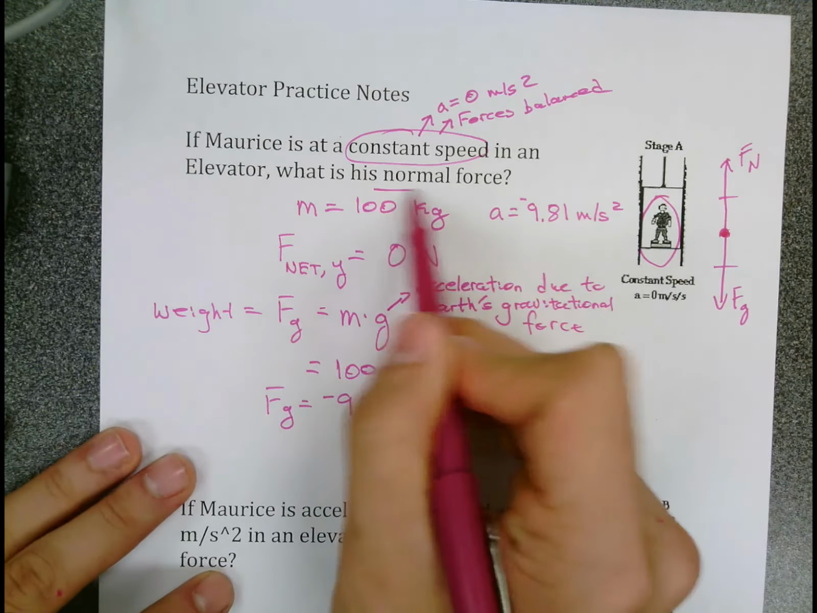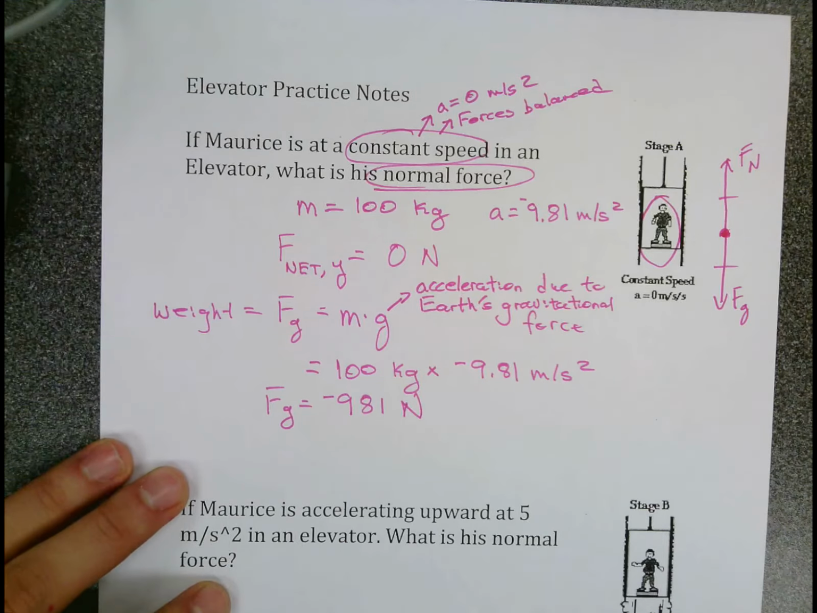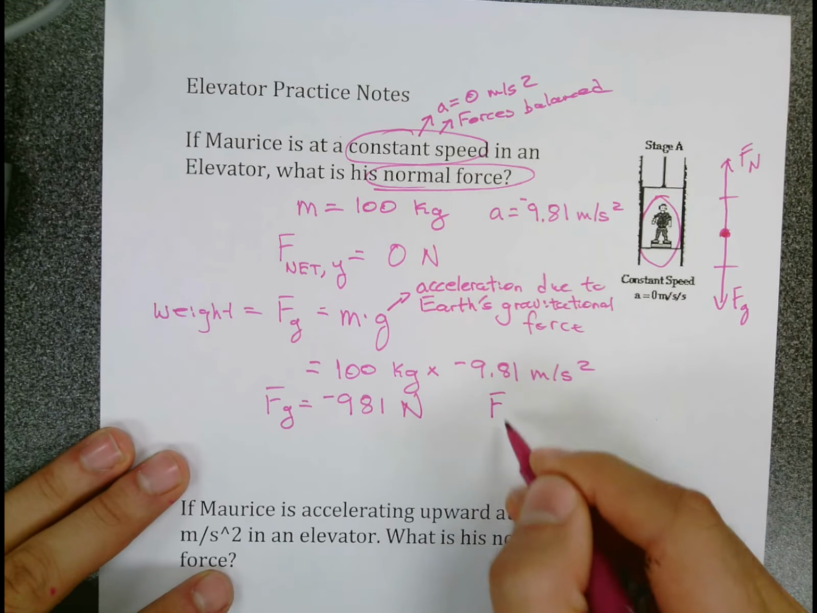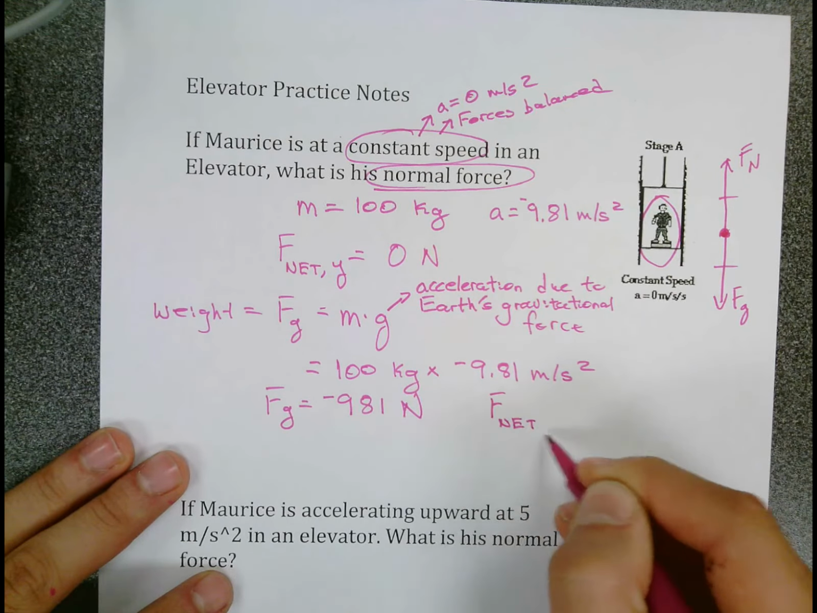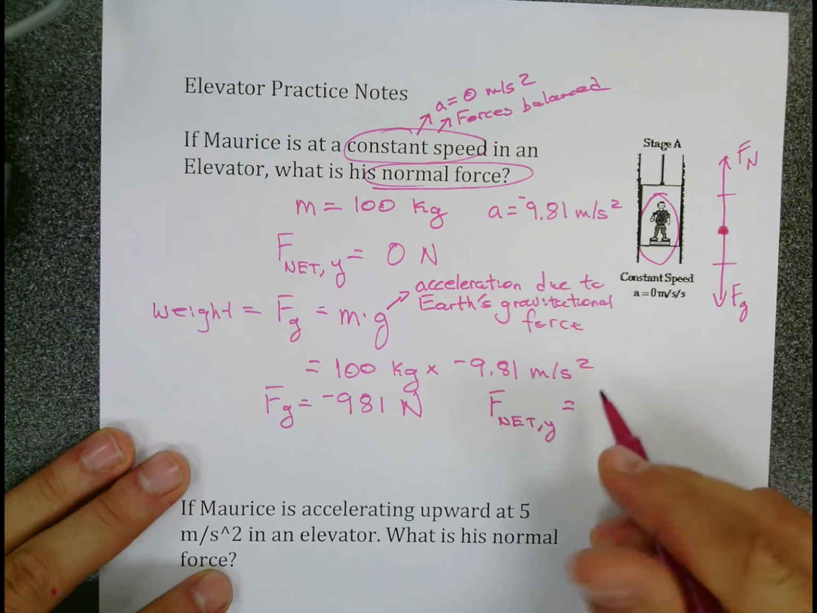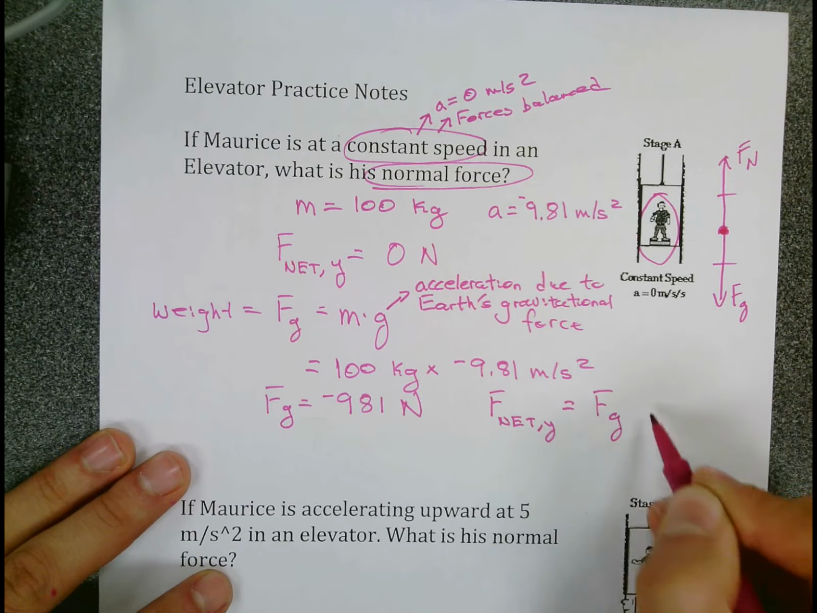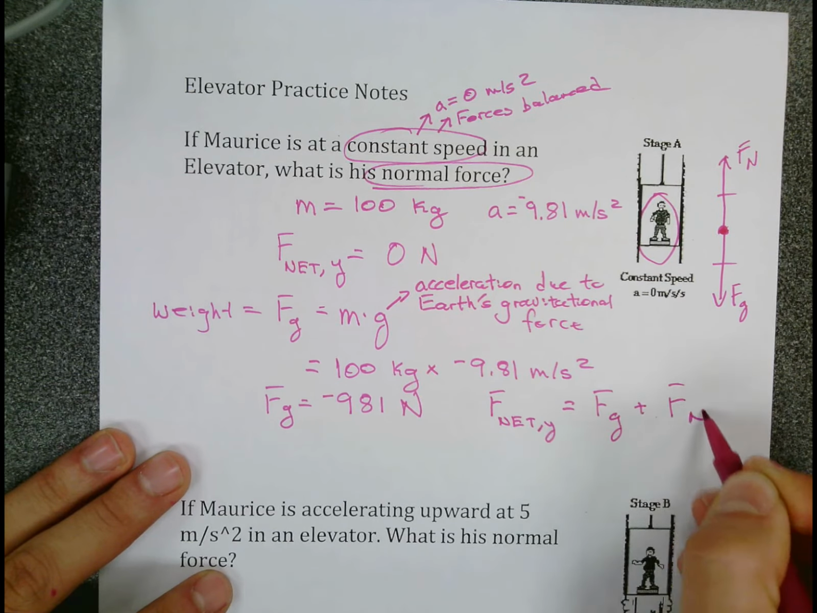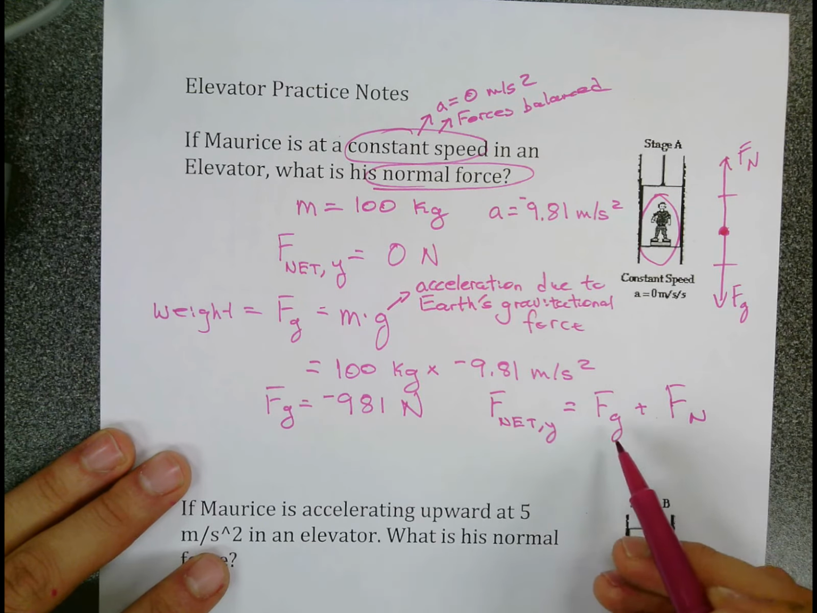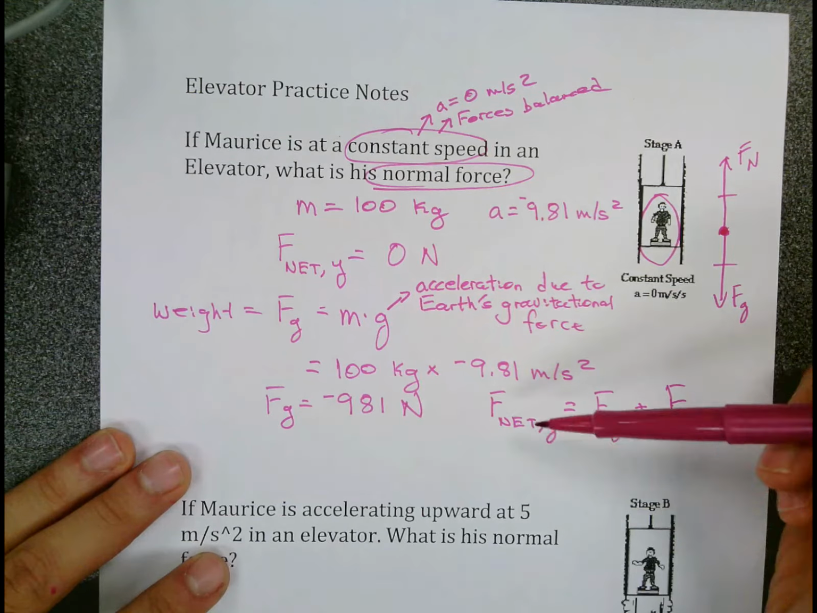The question actually asks for normal force, and instead of saying that Fg is equal to Fn, I want to use a different way to solve that. I want to use the equation, the net force in the y direction is equal to the sum of all the forces, which is Fg plus Fn. We already know Fg. We already know Fnet.